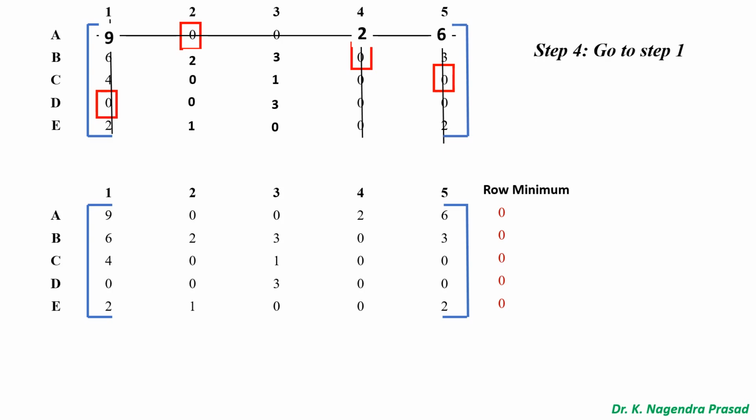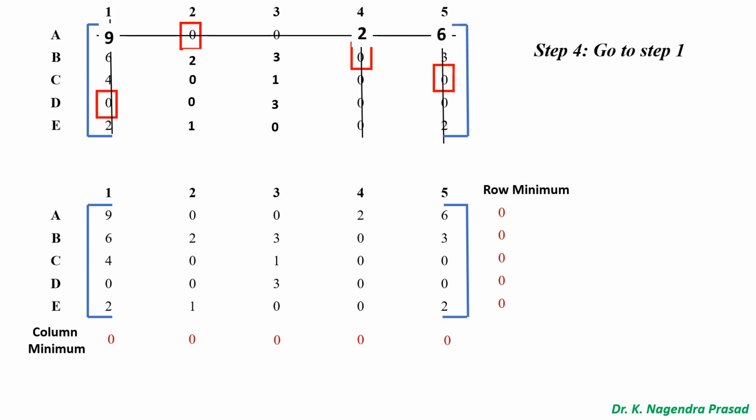Next we have to go for the column reduction. First we have to identify the minimum value in each column. In the first column the minimum value is 0. Similarly, in the second column the minimum value is 0. The third column also has minimum value 0. The fourth column also has minimum value 0. Similarly, in the fifth column the minimum value is 0. So here also all the columns have 0. After column reduction we will get the same values in all the columns, so there is no need for the column reduction.